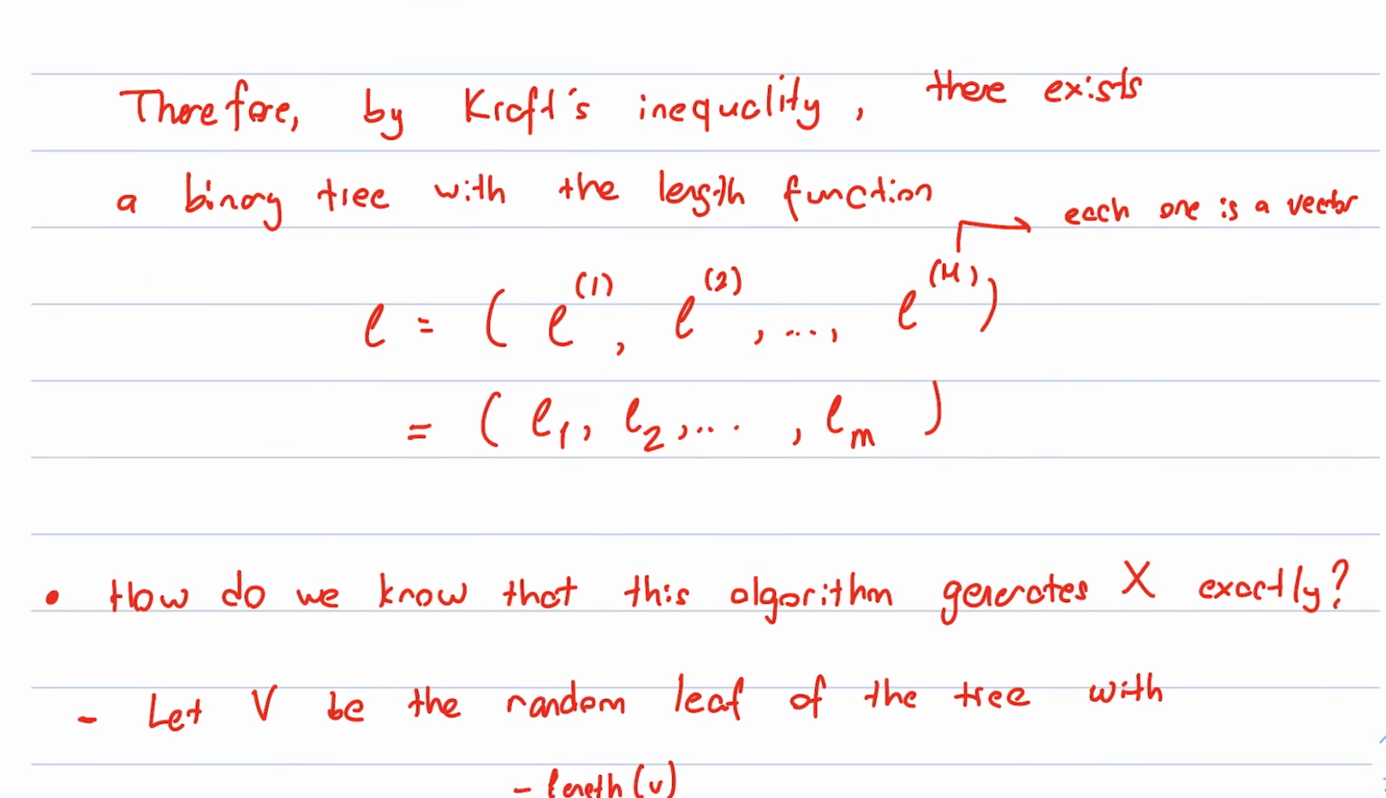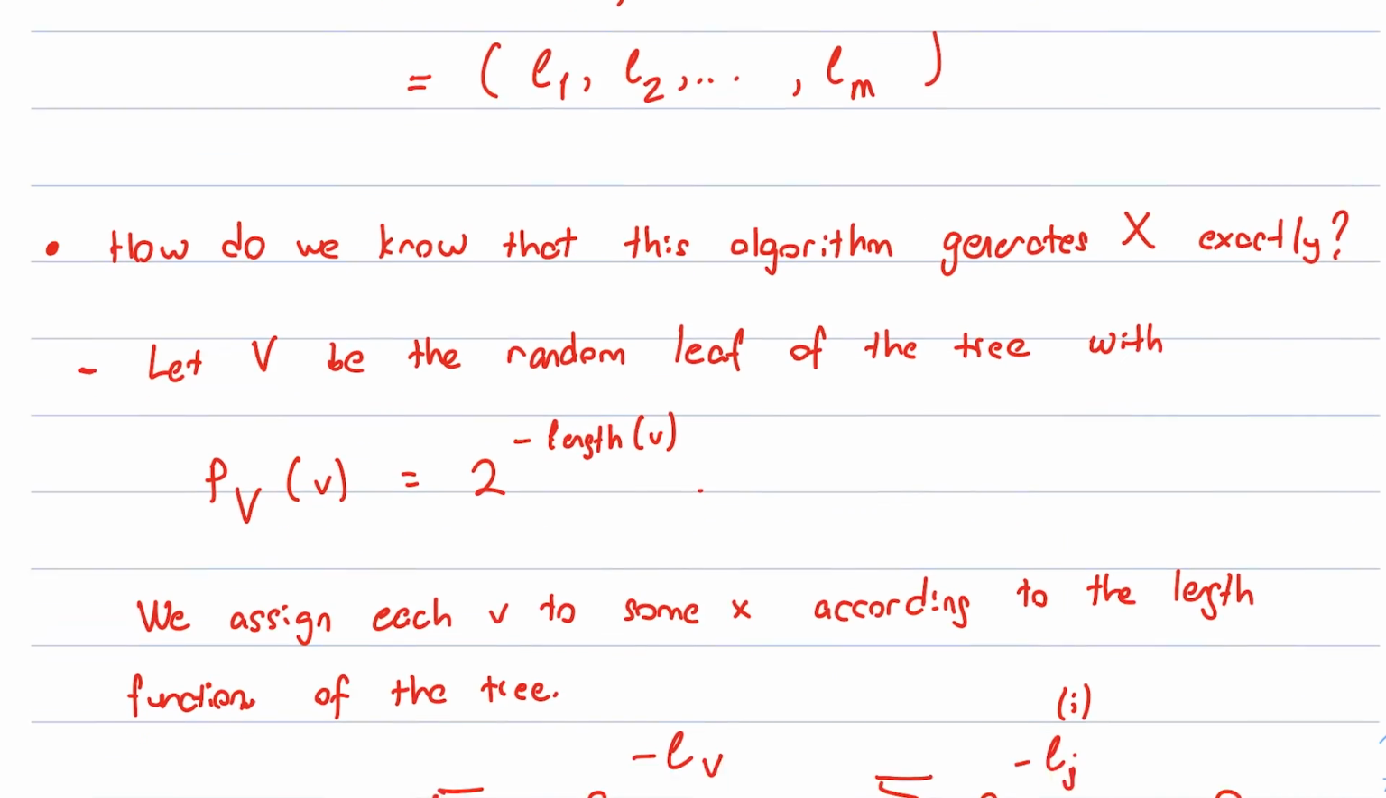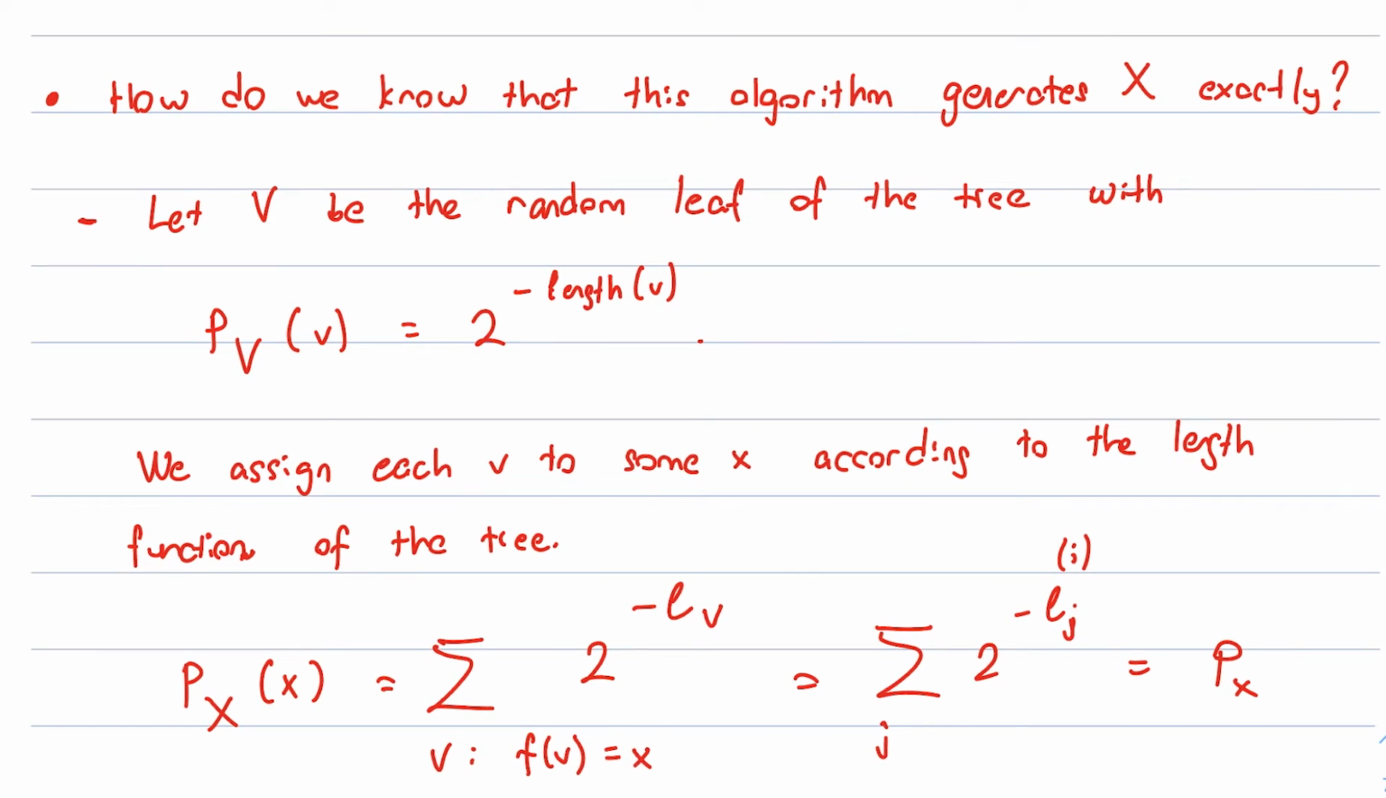And here, recall that all the L^(i)'s are vectors, and we can also open them up. And after that, we say that the size of the overall length function is n. And secondly, we also need to check that this algorithm always generates X exactly, that its distribution matches.